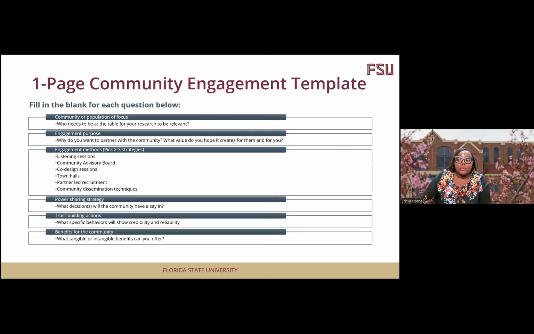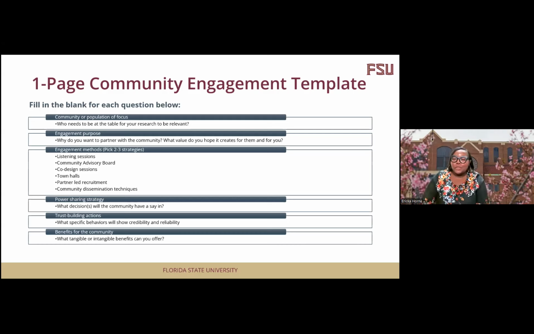And then talk about the community dissemination techniques. What's going to be important? Do you need to have community dissemination, whether it's videos, whether it's town halls, whether it's those different circle sessions, focus groups? What are those different engagement methods that work best for your community and what you hope to gain? Because now you're doing it based off of the first 2 questions and not just what you think works for you. Because this is what you're used to.